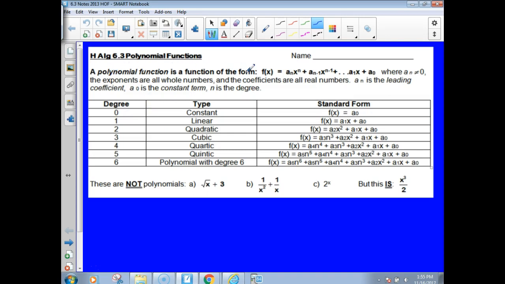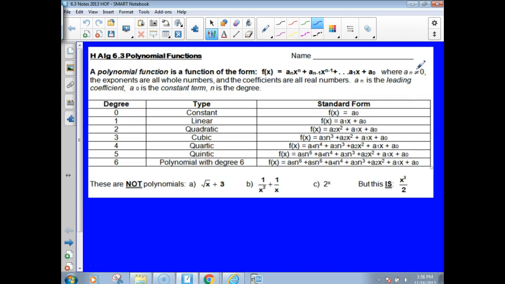So a polynomial function is a function of this form. Now all these letters, that's what looks kind of ominous to you. So let me just explain more in layman's terms what all this means. A sub n is simply the constant or coefficient, whatever the number is, in front of the highest power. That's all it is. You want to order them from highest to lowest power. That's all that is. Okay.